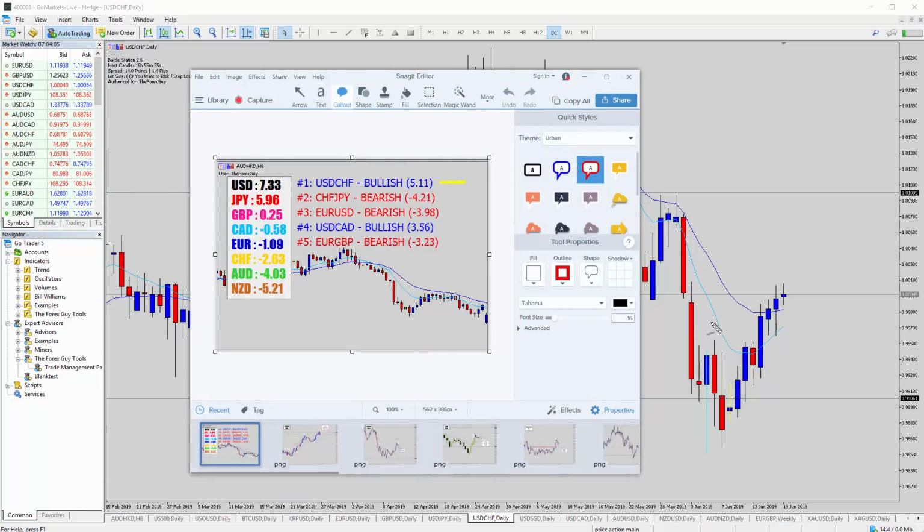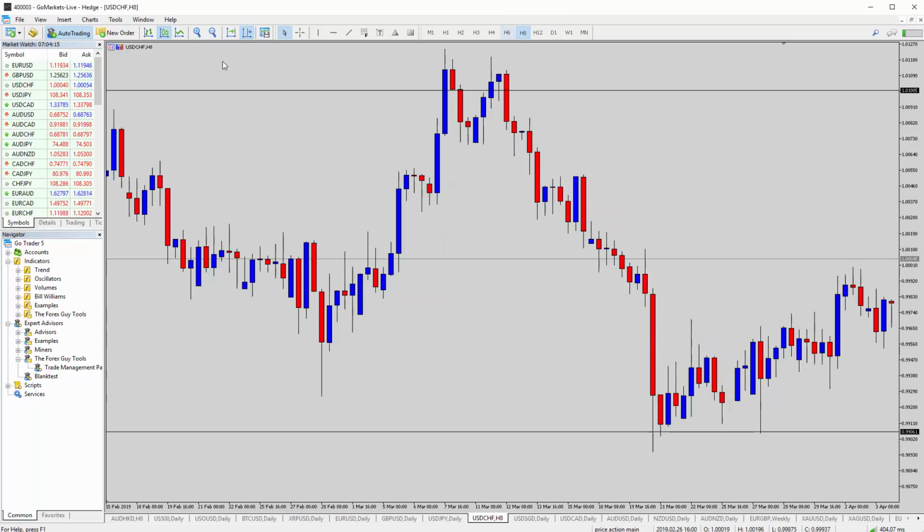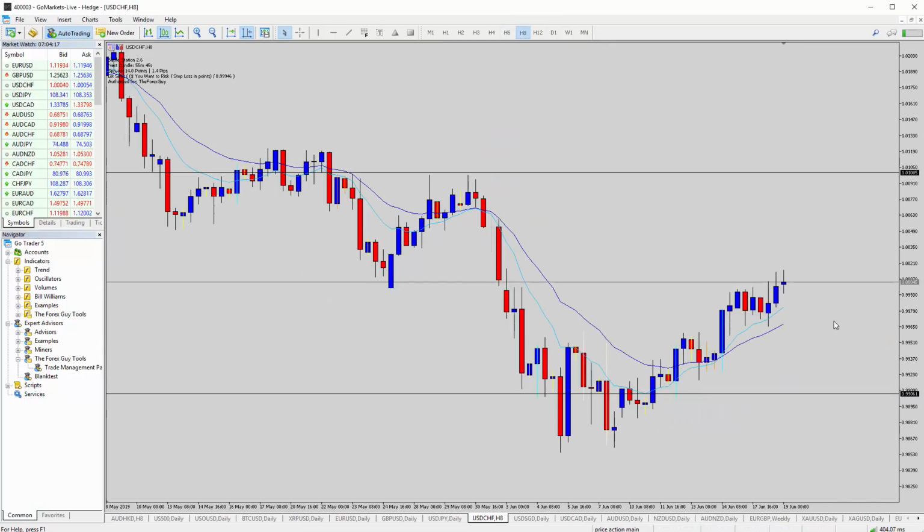The US dollar Swiss franc, which was our strongest currency on our meter here for the 8 hour, and you can definitely see that bubbling up into the daily chart here. It's been pretty strong, and even if we go to the 8 hour, we can see some nice momentum.